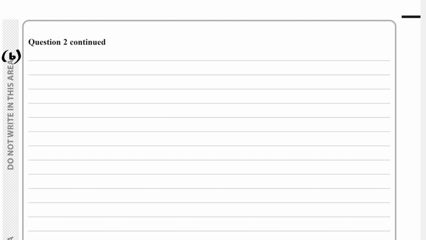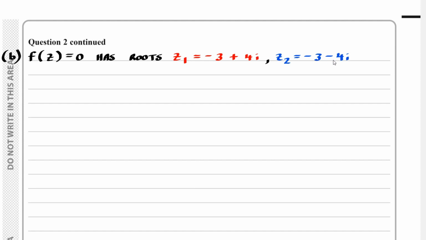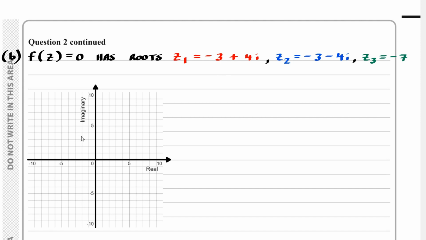Well, for part b, we have f of z equaling 0, which has roots z1 equals negative 3 plus 4i, z2 equaling negative 3 subtract 4i, and z3 equaling negative 7. And if we wish to sketch these on our Argand diagram, well, here is our Argand diagram.